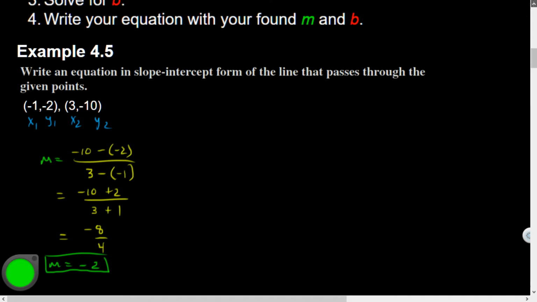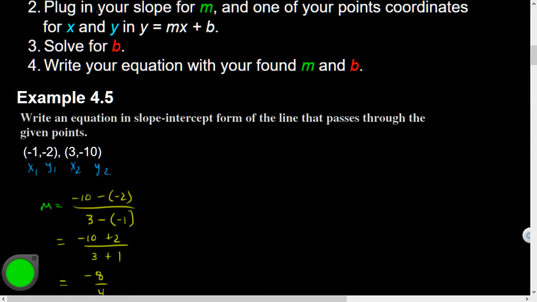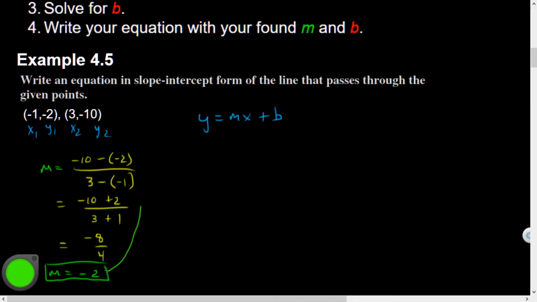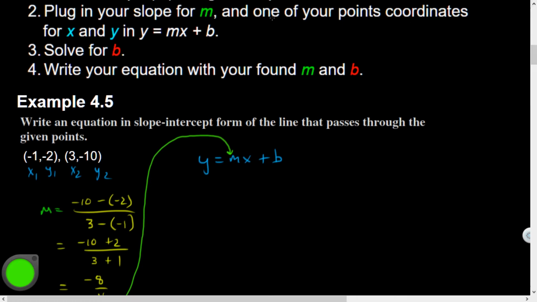So guys, we've found m, but I have no idea how I can find b. Let's check our steps. It says plug your slope in for m. So let's see. Let me write the equation y equals mx plus b. And watch this. I'm going to plug in negative 2 for m. Okay? What other pieces of information do I know? And I can pick one of my points' coordinates for x and y.